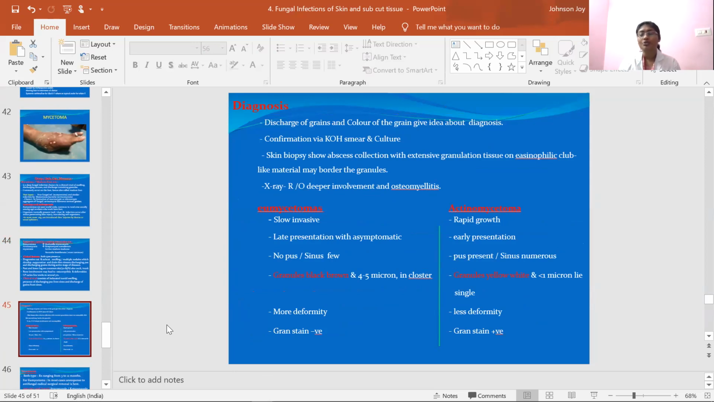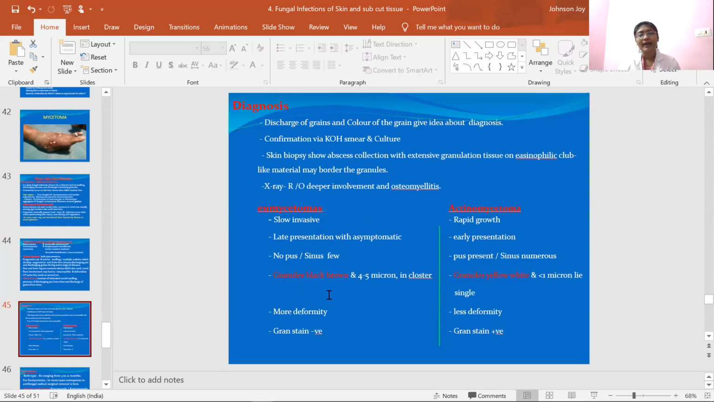Eumycetoma and actinomycetoma, how is the difference? Eumycetoma is caused by the fungus Madurella mycetomatis. It is slowly invasive, but actinomycetoma, which is caused by Nocardia or Streptomyces, will be a rapid growth. So fungus is a chronic, slow growth. Now, in eumycetoma, there will be late presentation, which is asymptomatic. In actinomycetoma, there will be early presentation. In eumycetoma, there is no pus or there will be only a few sinuses. In actinomycetoma, there will be pus present and sinuses will be numerous.